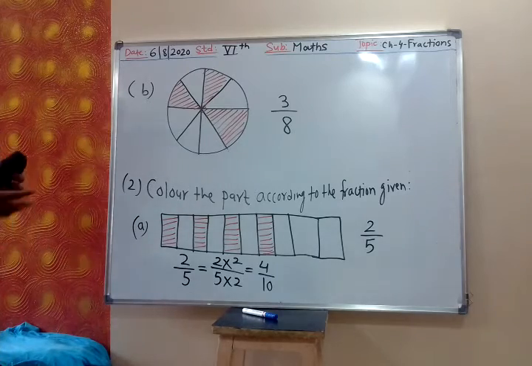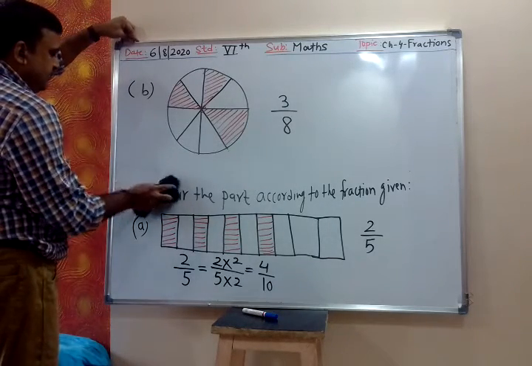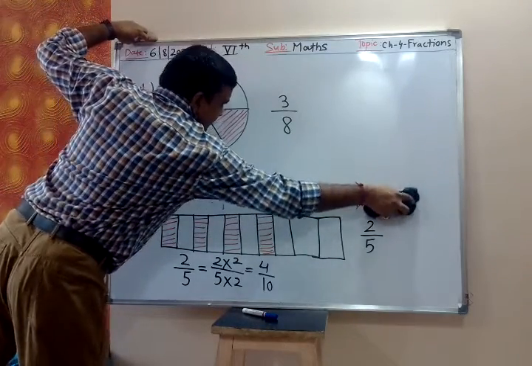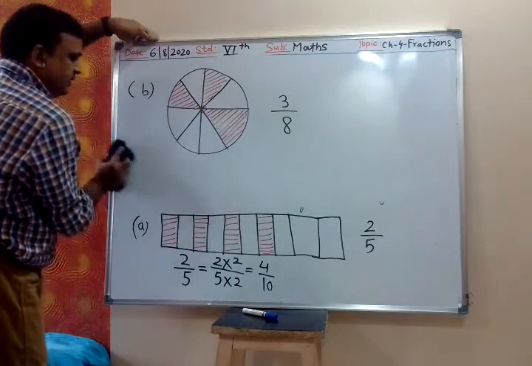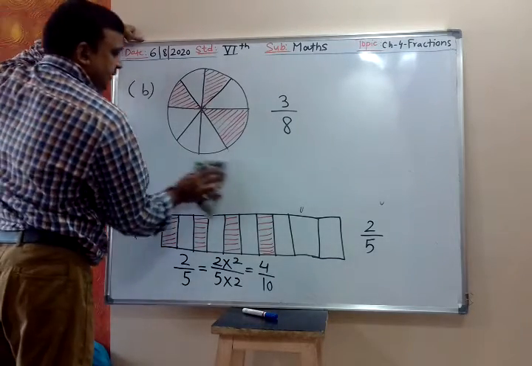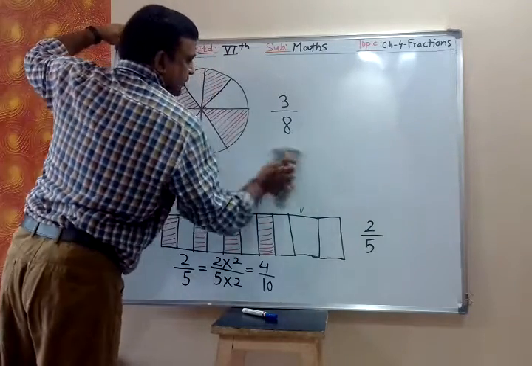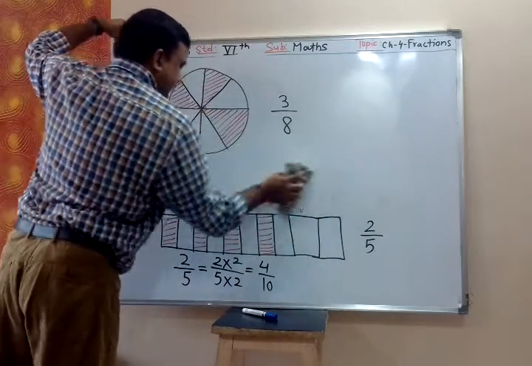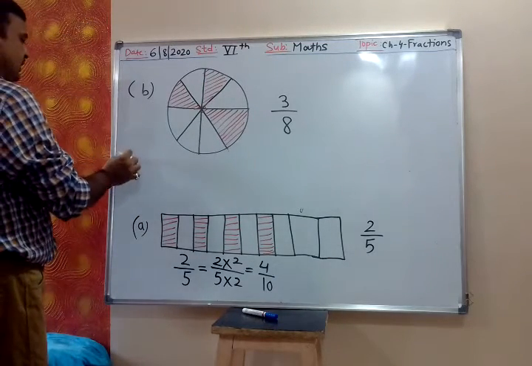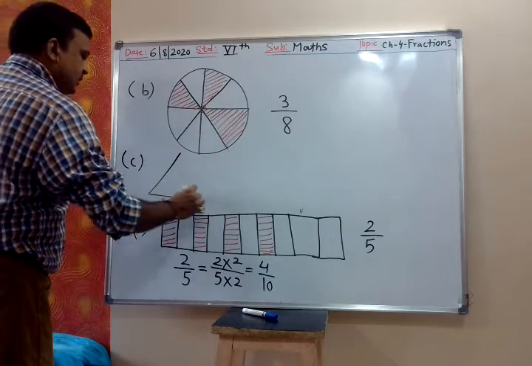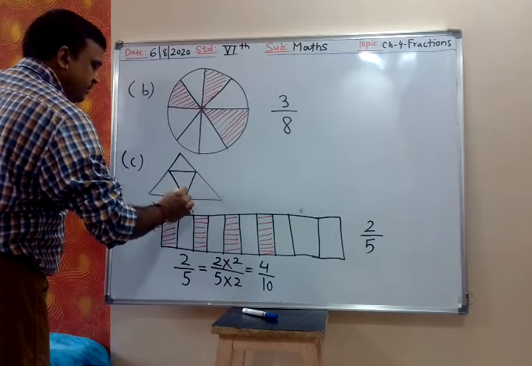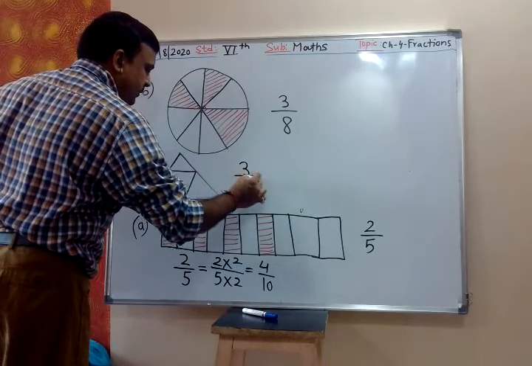Now there are two more problems. Now only this much I am erasing, others I am not erasing. So C is 3. We will do C and D. You copy. Now C, we are given a triangle. Mute the microphone. The fraction is given 3 upon 4.